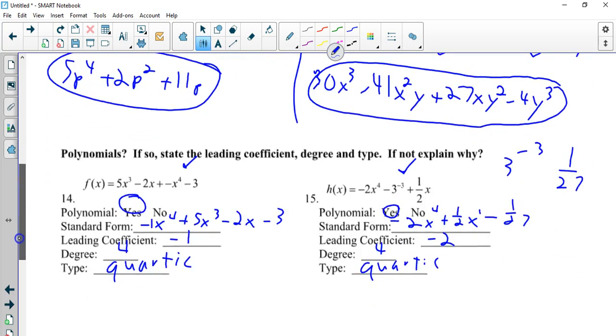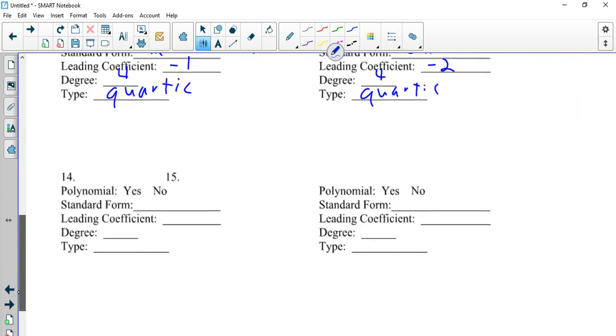Last two. And the last two did not print. So this one is negative 3x to the 4 plus 3x squared minus 1x to the 5 plus pi. Some people want to say no because of the pi. Not so. Pi is just a number, 3.14, blah, blah, blah. So that is fine. So our answer is yes.